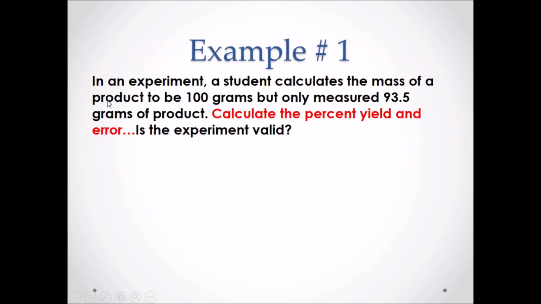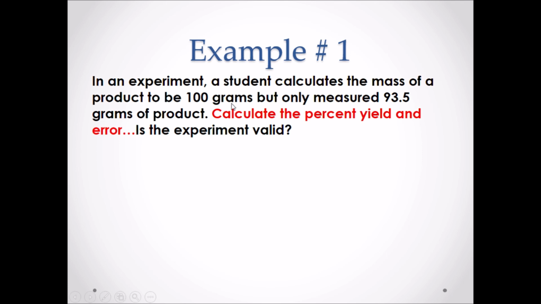Example number 1. In an experiment, a student calculates the mass of a product to be 100 grams, but only measures 93.5 grams of product. Calculate the percent yield and error. Is the experiment valid? Pause the video and attempt this example.